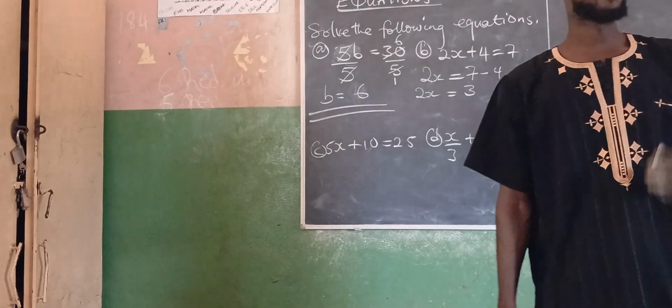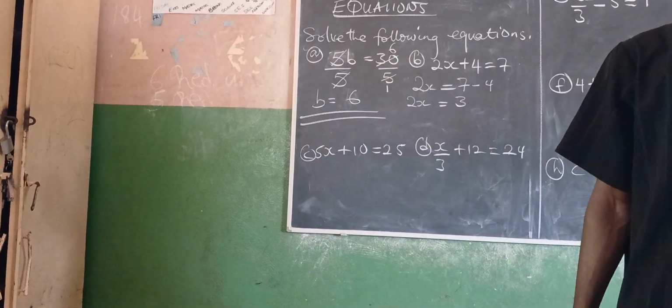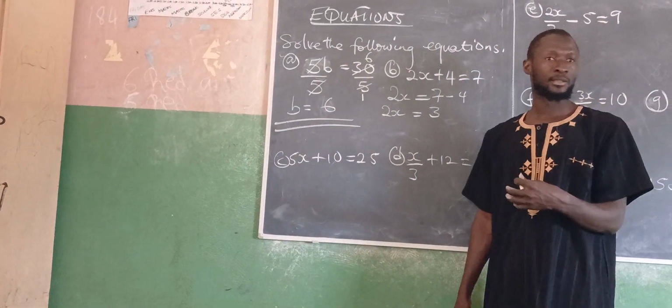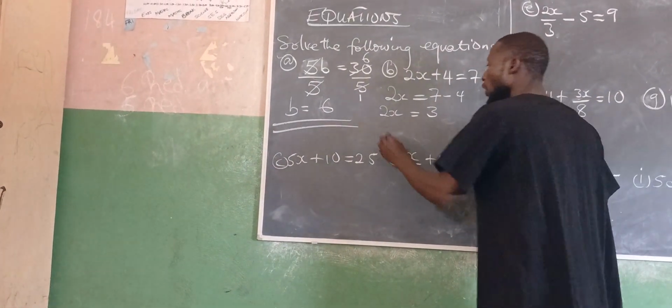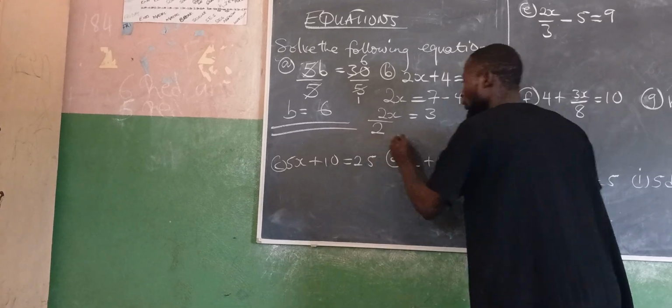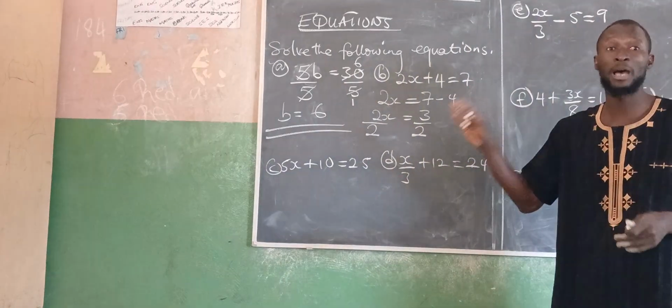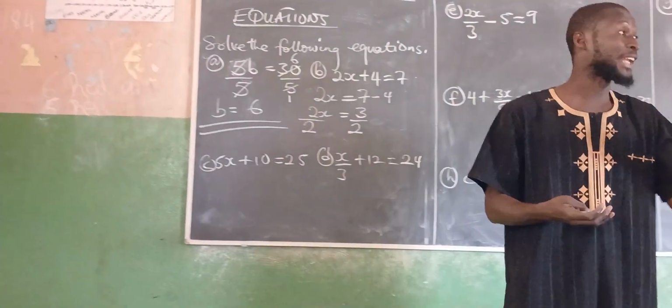But remember, our target is to find the unknown x. To find x, which number is beside x? 2. So we'll divide this side by 2, and we also divide this side by 2. The reason why we are dividing both sides by 2 is because we want the unknown to stand alone.